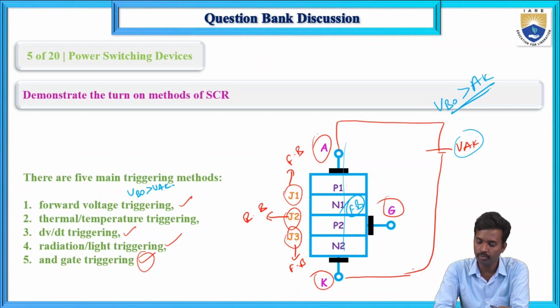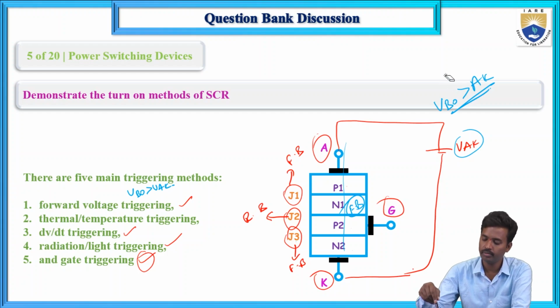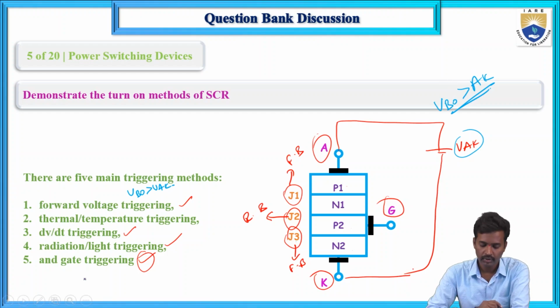And next, thermal triggering: here some amount of temperature is applied. So the J2 junction goes from reverse bias to forward bias. Increasing the temperature at the gate, this SCR will be turned on.